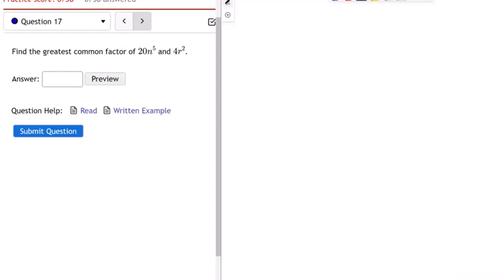We've learned how to multiply polynomials. We've learned how to divide polynomials. Now we're going to learn how to factor polynomials. We have what's called the greatest common factor, also known as GCF.